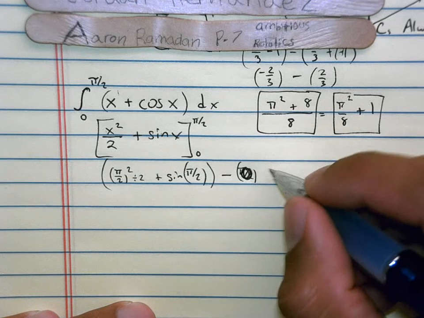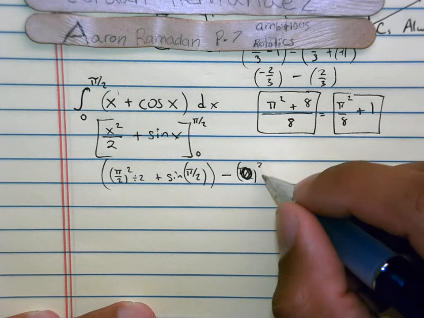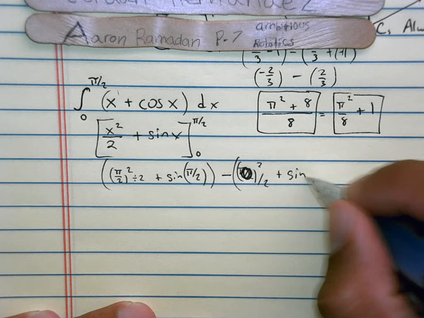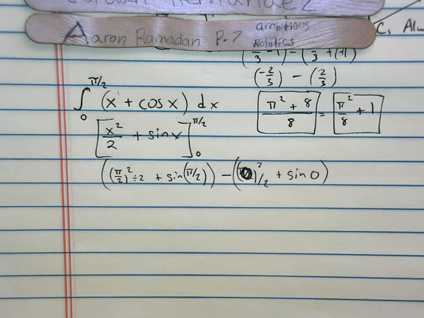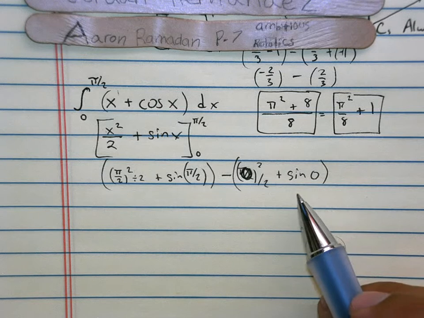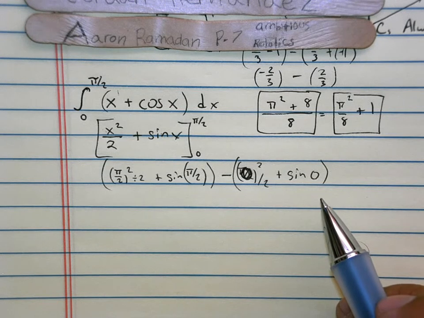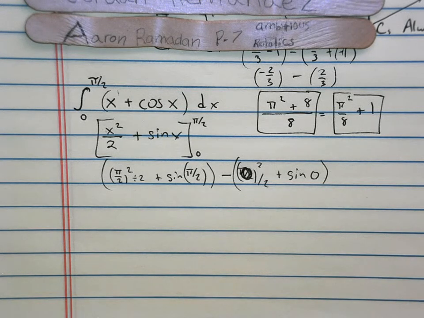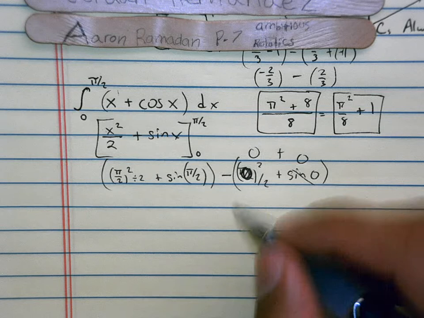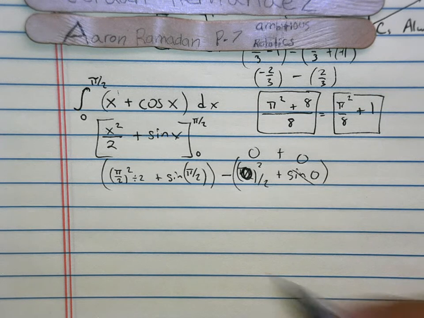I did that last time too. 0 squared over 2 plus sine of 0. Cody? At that point, could you just cancel the other side out? You need to make sure you know what the sine of 0 is, because if it was the cosine of 0, it'd be 1, so it wouldn't just go away. Just making sure you know what is the sine of 0? 0, and this is 0, so this other whole right side is minus nothing, so it just goes away.